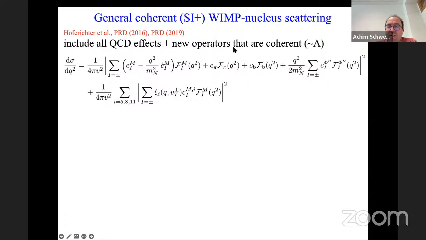WIMPs coupling to pions are also coherent. And there's some particular response, which is called this phi double prime response, which is also coherent. The physics picture is here that in a large nucleus, you can have a lot of nucleons occupying the same shell, and this fraction of nucleons then remains coherent, however, with this momentum suppression. Okay. Now, all of these ones here are basically some QCD effects. You get them from just embedding quarks and gluons inside a nucleus. And these are like generic, let's say, beyond QCD operators.